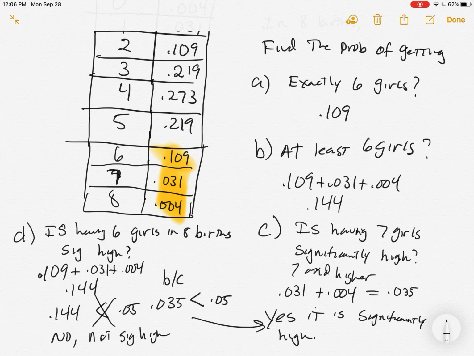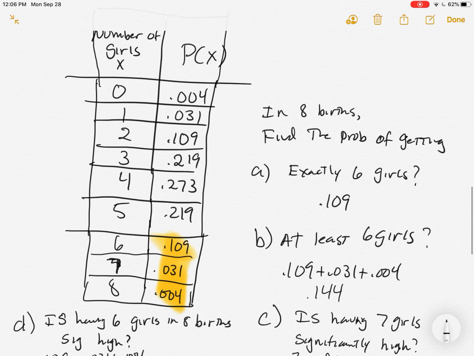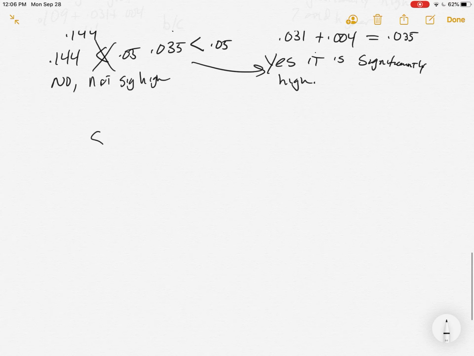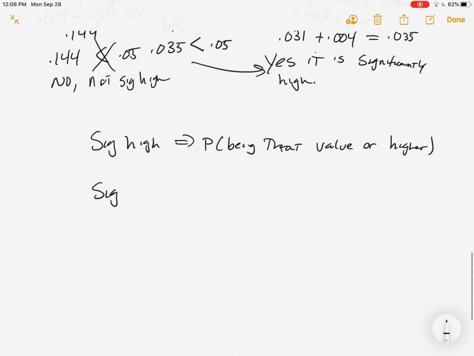So those are the other style of questions that they're asking. They just want you to get in and look at the information. If they did significantly low, you would do that amount or lower. So when they ask about significantly high, you're considering the probability of being that value or higher. And significantly low is the probability of being that value or lower. And so you're going to add some probabilities together.